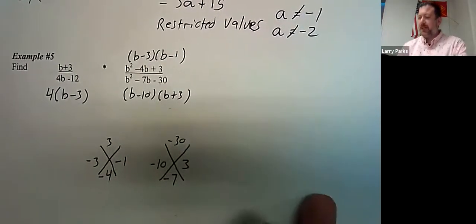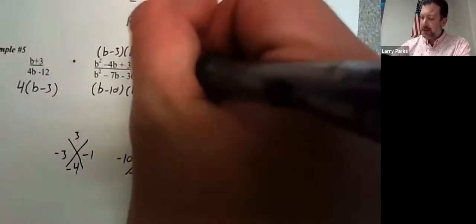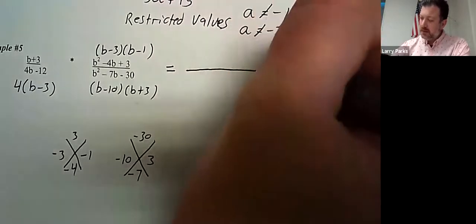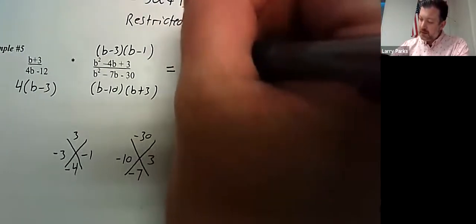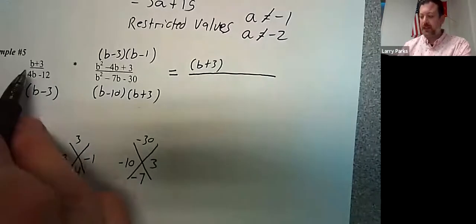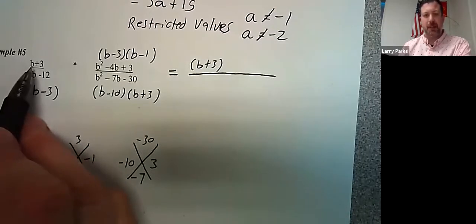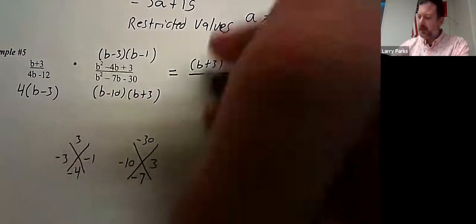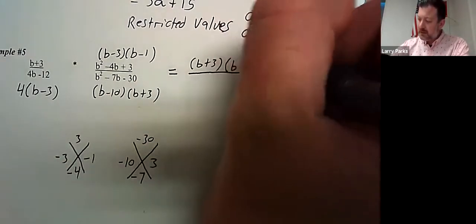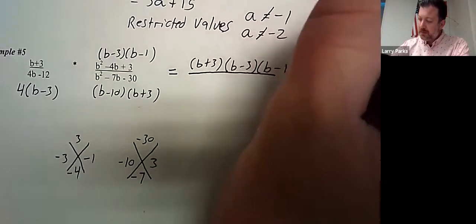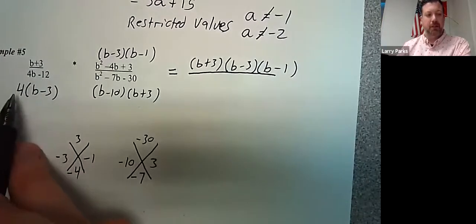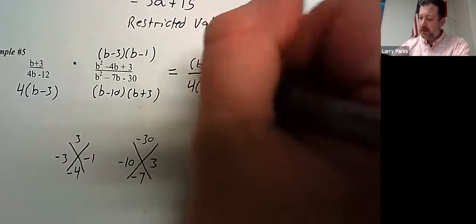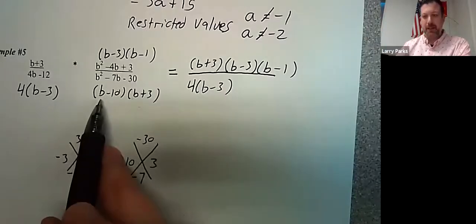All right, so let's see what we have here. If I put all this together, I get b plus 3. Notice I put it in parentheses to show that those two were together before I combine them. B plus 3, b minus 3, b minus 1. Here, 4, b minus 3, b minus 10, b plus 3.